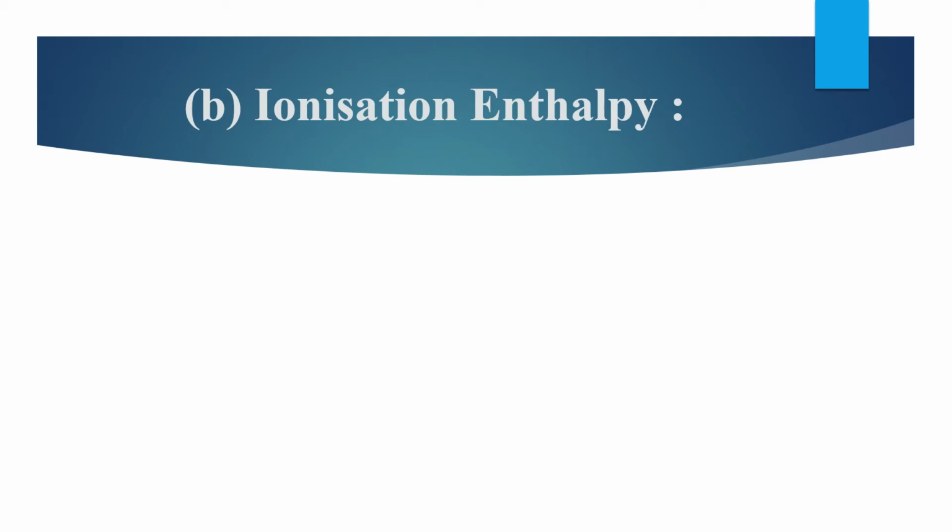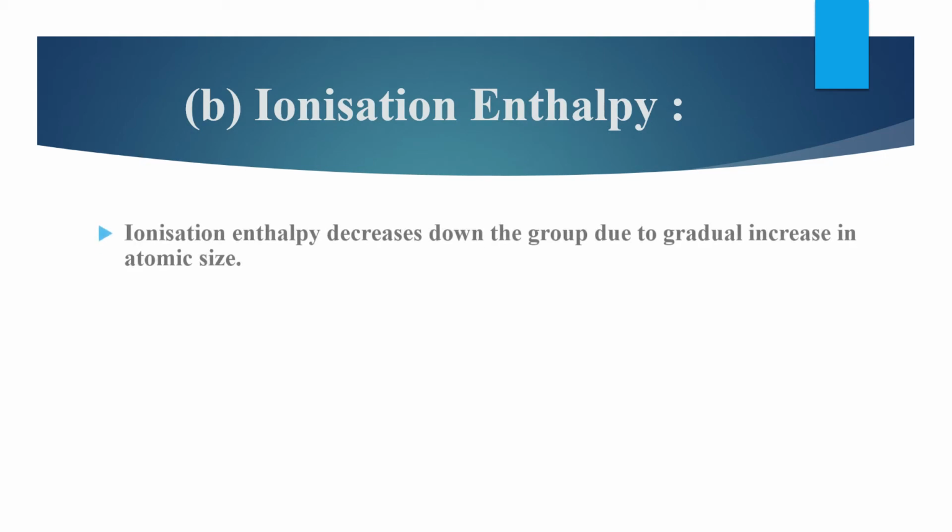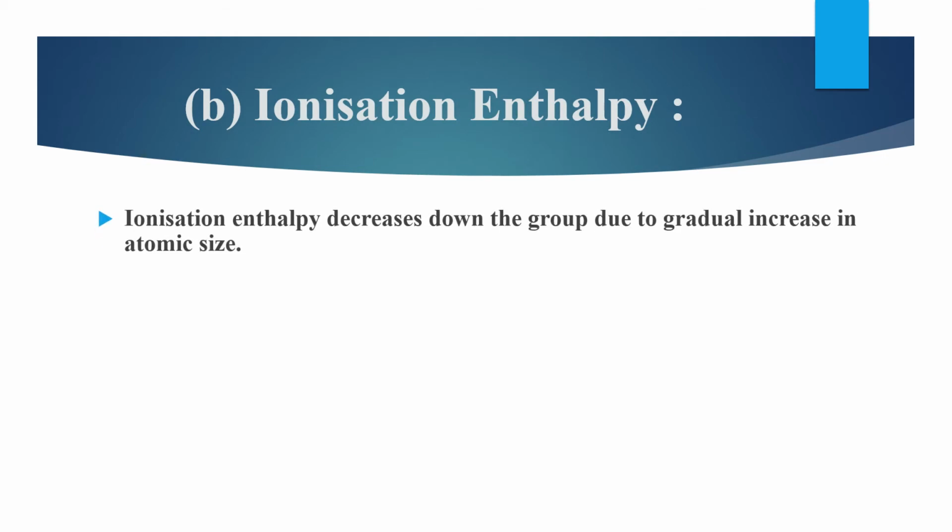Next property is ionization enthalpy. Ionization enthalpy decreases down the group due to gradual increase in atomic size. As we know that ionization enthalpy is inversely proportional to atomic size. As the atomic size increases down the group, the ionization enthalpy will decrease.